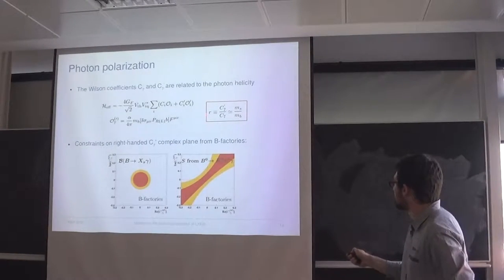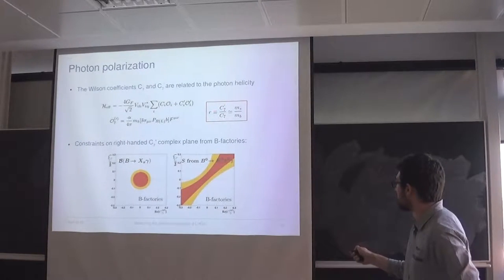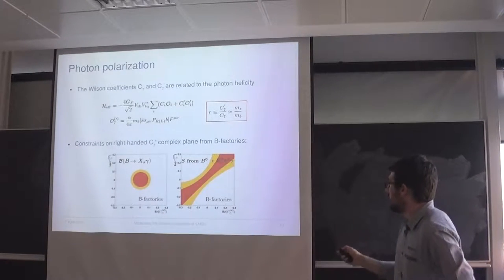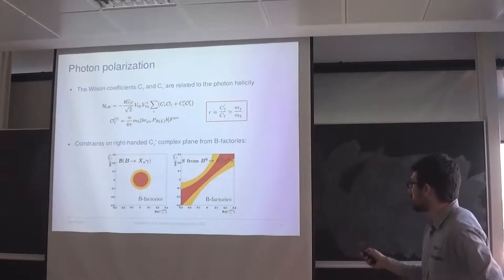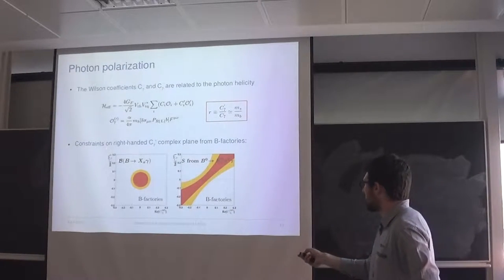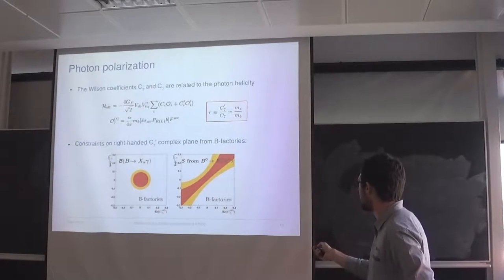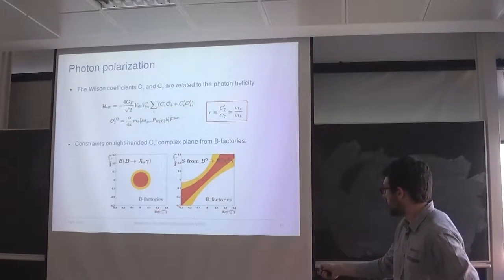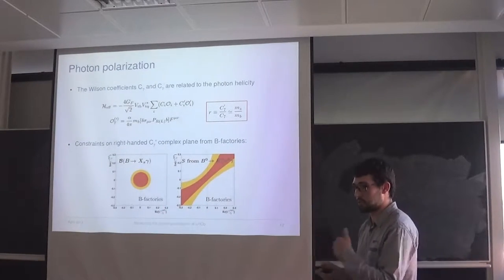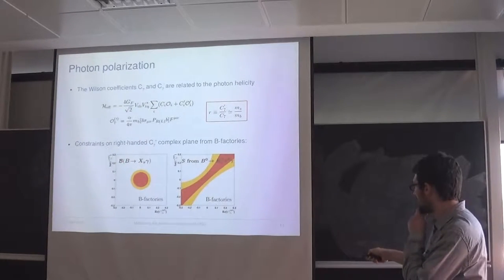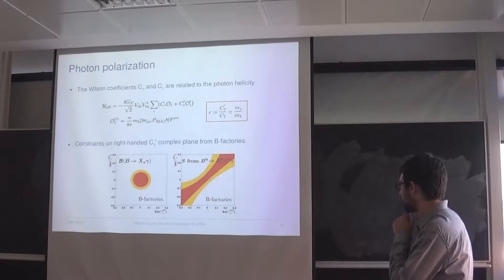And the ratio of the C7 prime over C7 is this ratio of masses that I put here, depending on the s or the b quark. So previous to LHCb, there were these constraints on the right-handed C7 prime complex plane from the B factories. This is the C7 new physics, so the standard model has been subtracted. So you expect the standard model to be at zero. And these were the constraints, but they are huge at this level, from two different measurements.